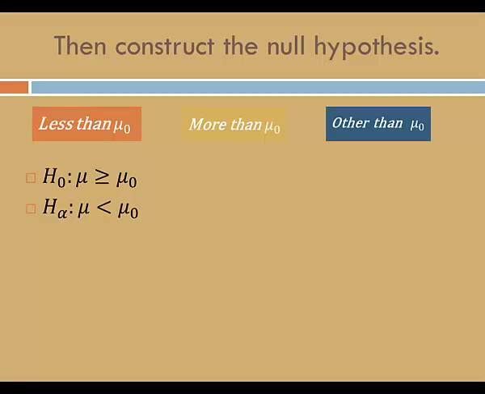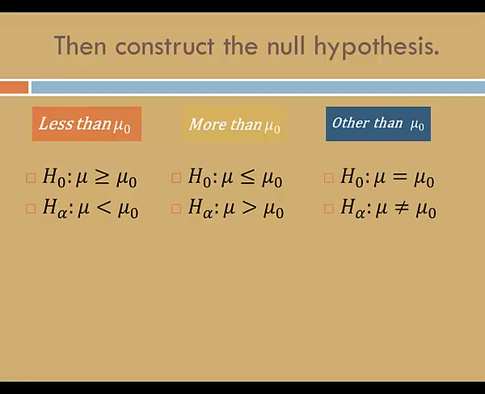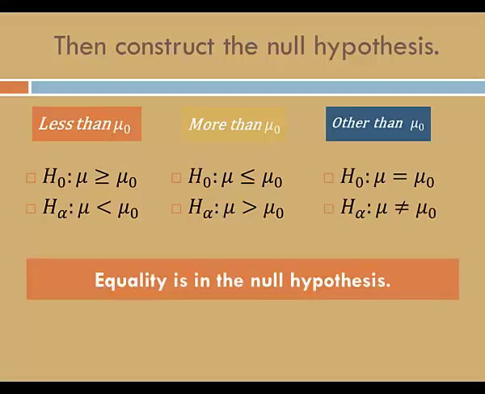The complement of less than is greater than or equal to. The complement of greater than is less than or equal to. And the complement of does not equal is equal. Notice that equality is always in the null hypothesis. In the alternative hypothesis, we have strict inequalities, either strictly less than, strictly greater than, or does not equal.